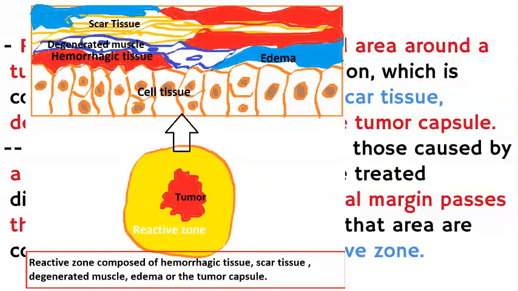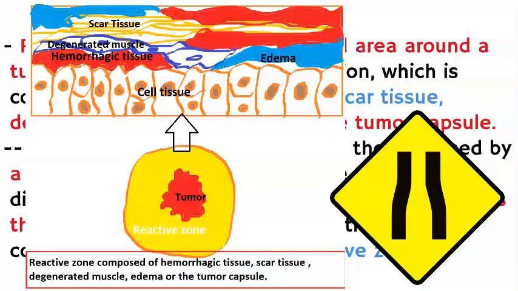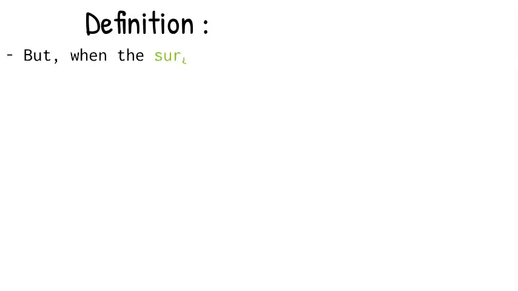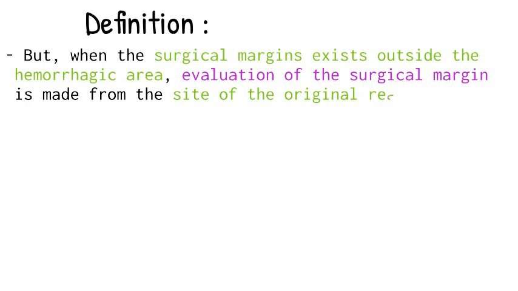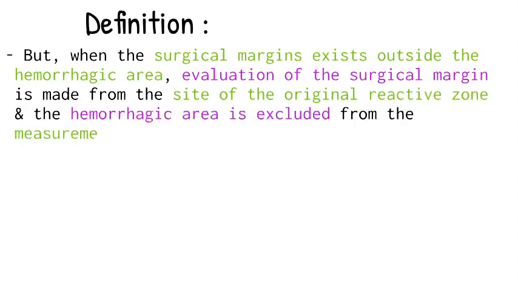This picture shows the reactive zone composed of hemorrhagic tissue, scar tissue, degenerated muscle, edema, or the tumor capsule. You can see from the picture. But when the surgical margin exists outside the hemorrhagic area, evaluation of the surgical margin is made from the site of the original reactive zone, and the hemorrhagic area is excluded from the measurement of the margin.